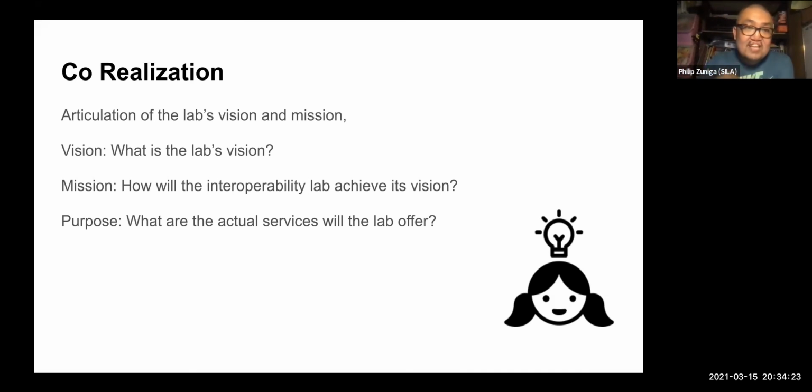And finally, number 3, we will think of the purpose. We have a vision, we have a mission. We now think, what will be the purpose of the lab? What will be the actual services the lab will offer? Because that will define the identity of the lab. So earlier I mentioned about the 4 T's. We do training, testing, tooling, and teaming.